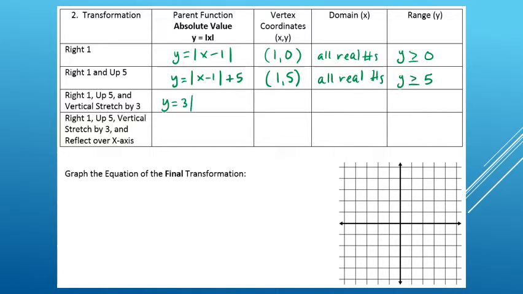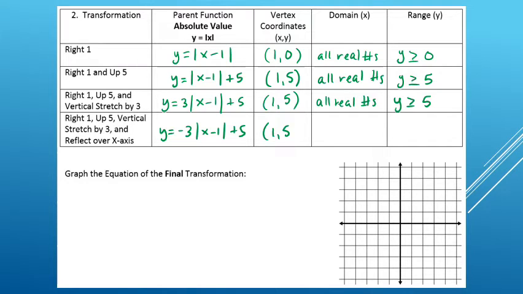So y equals 3 times the absolute value of x minus 1 plus 5. Vertex has stayed in the same spot, it's just stretching. It's still all real numbers, and it's still y values that are greater than or equal to 5. And lastly, we're going to deal with that reflecting. So y equals negative 3 times the absolute value of x minus 1 plus 5. Our vertex again remains the same as what it was. We still have all real numbers as the domain, but now that it's flipped over, it's now going to be y is less than or equal to 5.